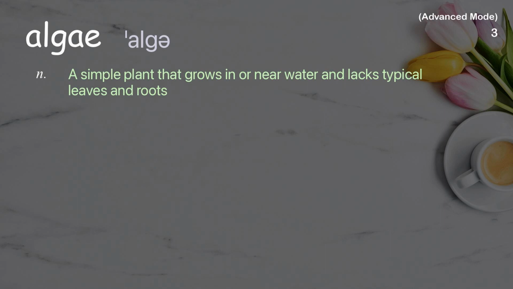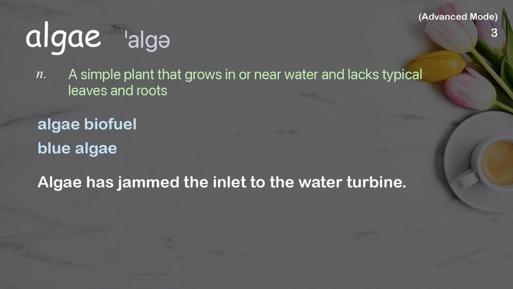Algae. A simple plant that grows in or near water and lacks typical leaves and roots. Examples: Algae biofuel, blue algae. Algae has jammed the inlet to the water turbine.